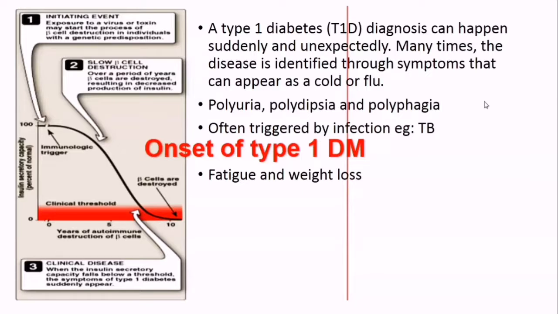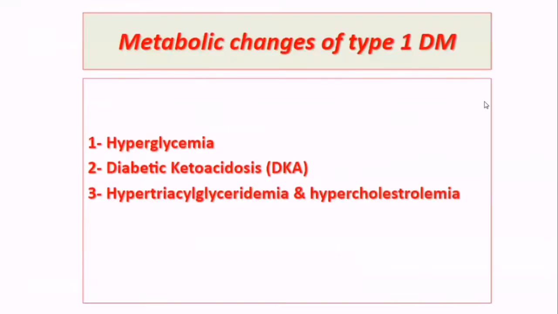So what are the symptoms? Polyuria means excess urination, polydipsia means excess thirst, and polyphagia means excessive eating. And all these are accompanied by fatigue and weight loss. So what are the metabolic changes of type 1 diabetes? You can see that there is hyperglycemia and diabetic ketoacidosis, and triacylglyceridemia and hypercholesterolemia.